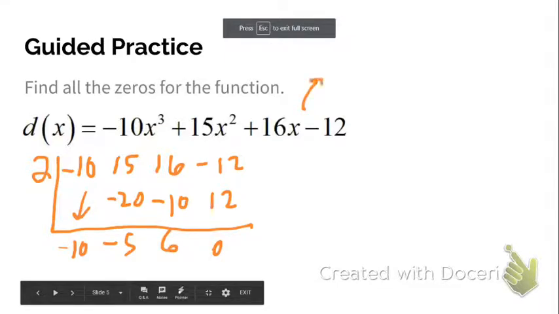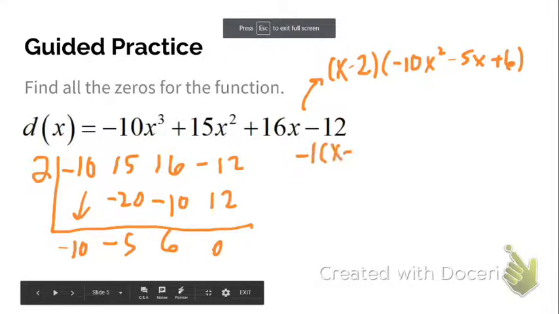So that means this d of x function factors to x minus 2 times the remaining -10x squared minus 5x plus 6. Alright, so we have a negative leading coefficient. So the first thing I'm going to do is factor out that -1 to make life easier, because now I want to factor this quadratic, 10x squared plus 5x minus 6.